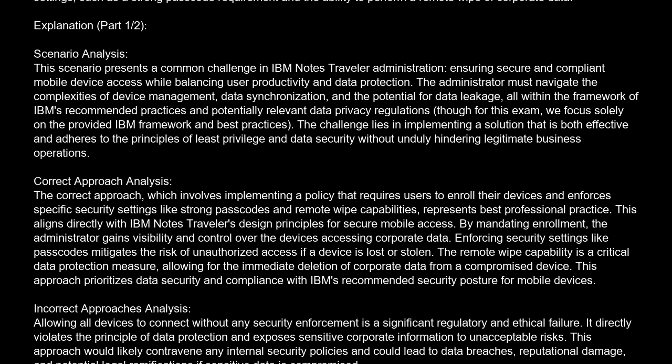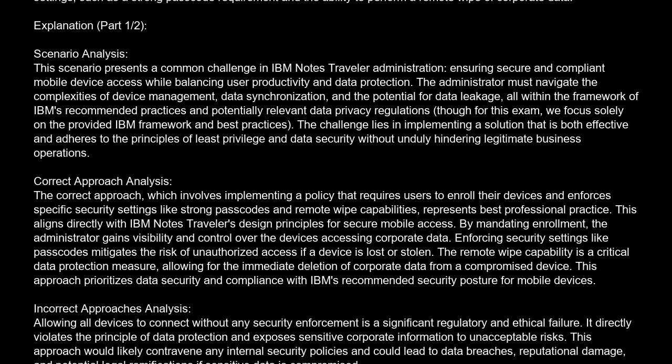The challenge lies in implementing a solution that is both effective and adheres to the principles of least privilege and data security, without unduly hindering legitimate business operations. Correct approach analysis. The correct approach, which involves implementing a policy that requires users to enroll their devices and enforces specific security settings like strong passcodes and remote wipe capabilities, represents best professional practice.